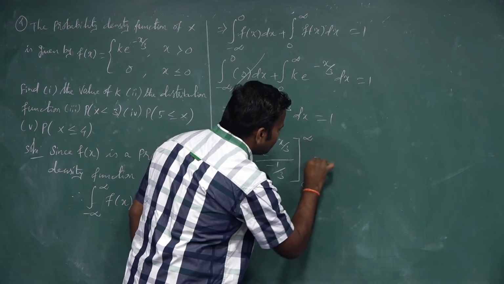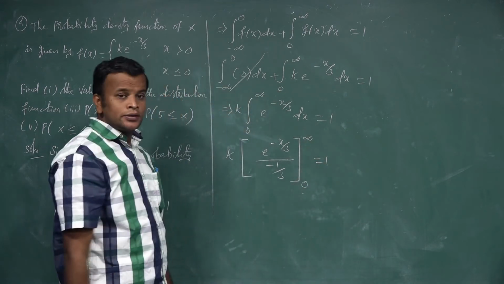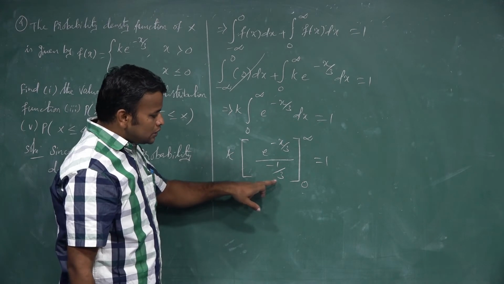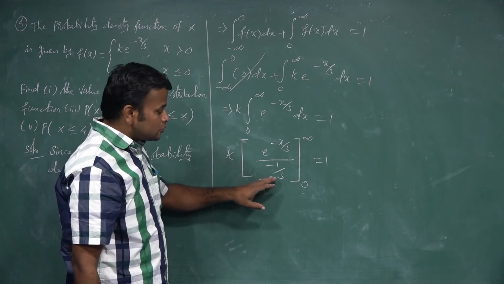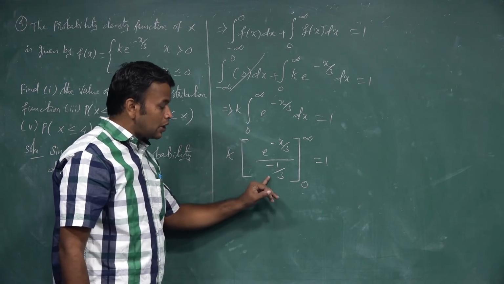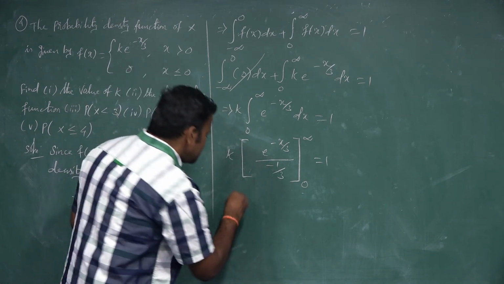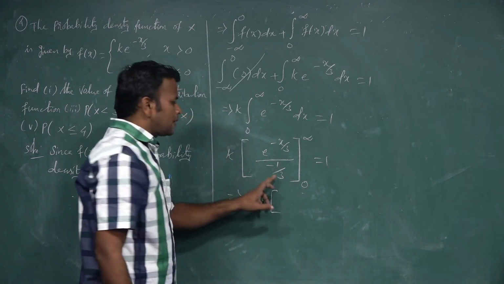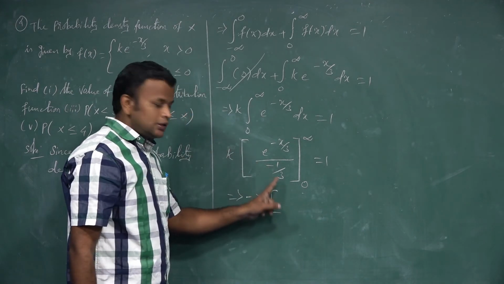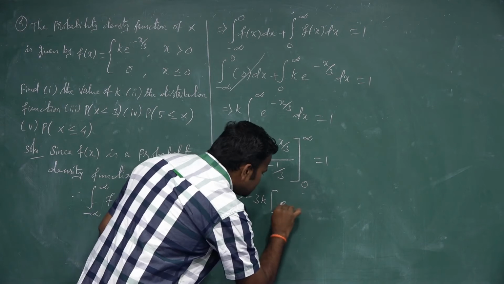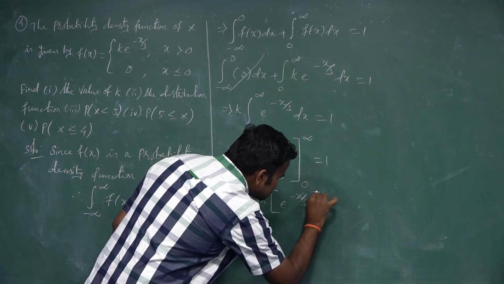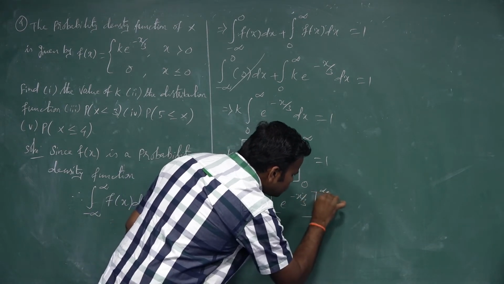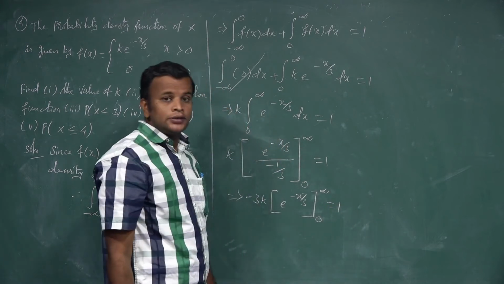0 to infinity is equal to 1. This is minus 1 by 3, and this 3 lies in the denominator. If it goes to the numerator, it becomes just 3. So minus 1 by 3 gives minus 3k, I write. Minus 3k I will take outside: e power minus x by 3 from 0 to infinity is equal to 1.